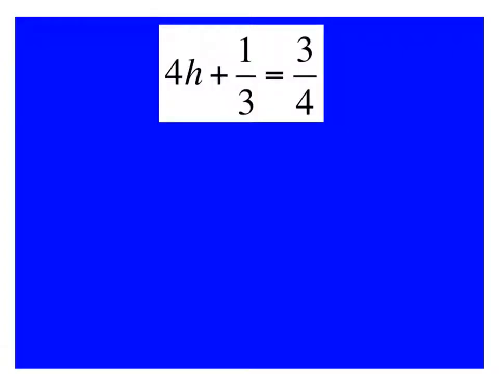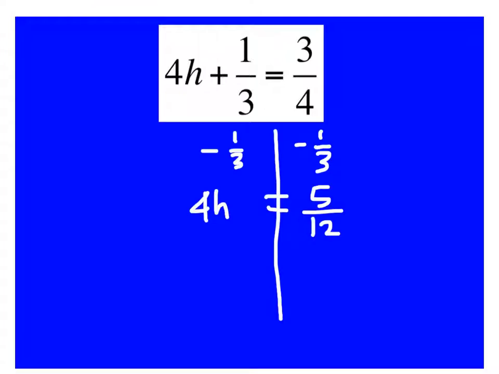Okay, go ahead and try this one and start up the video when you're ready to check your answer. All right, the result after the first step should be 4h equals 5/12. Then the result after the second step should be h equals 5/48. Now, if you got a different answer than I did, you might want to double check in your calculator that you typed 5/12 divided by 4. You want to make sure you use that fraction button, or alternately you could use parentheses. Okay, so our final answer for this one is h equals 5/48.